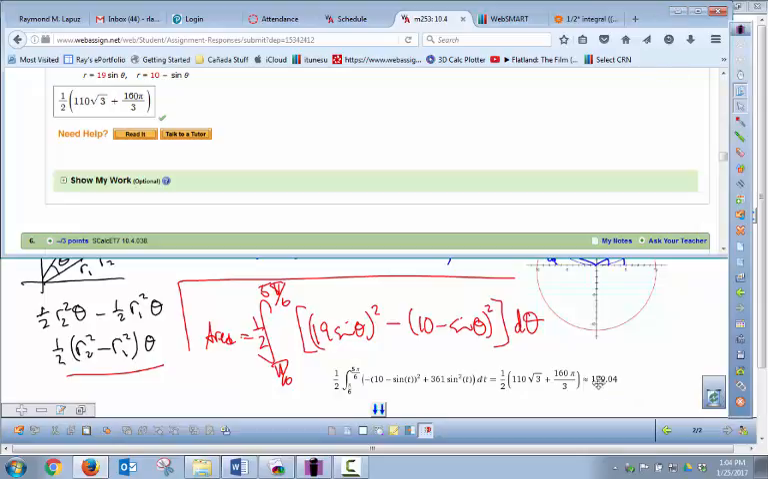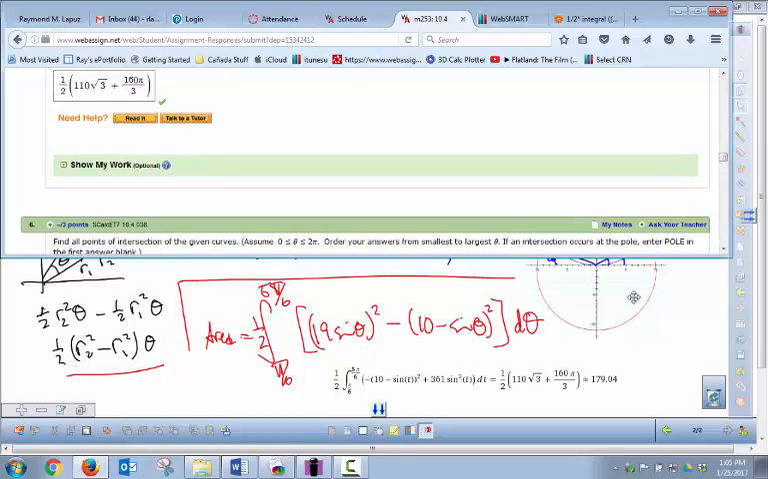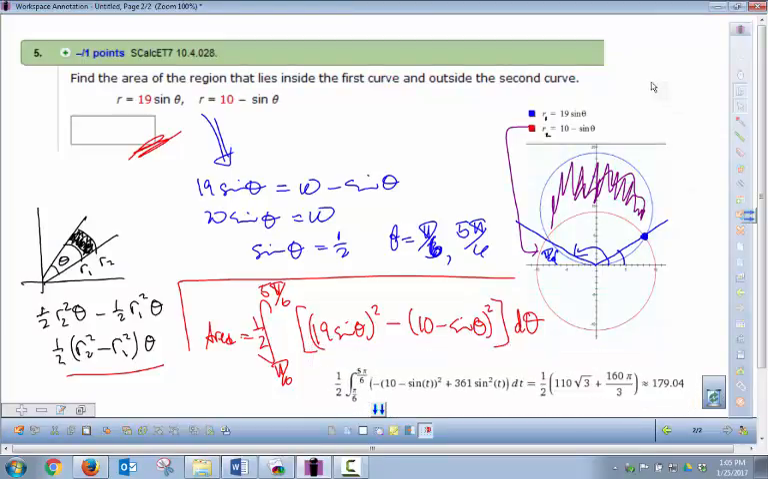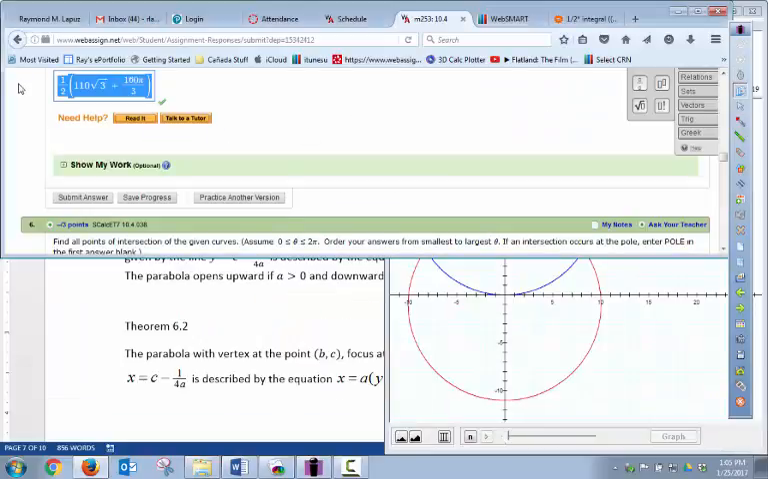I'm a little disappointed they didn't take this approximation. Yeah, it's kind of weird. WebAssign's always super anal about how it takes the inputs. Sometimes it might take it. You don't get approximations when it says round, input a decimal. Let me try more decimal places here.